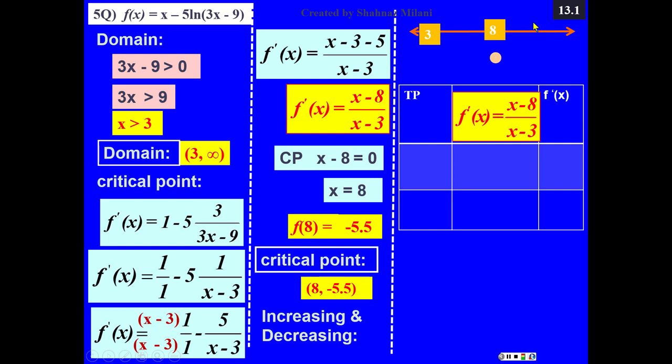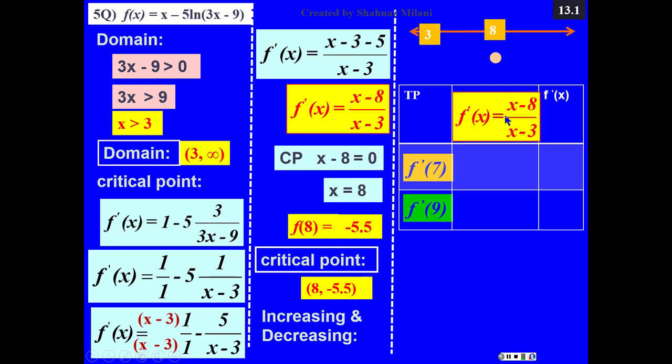Now, on the left side, don't forget, I have a restriction. X cannot be less than or equal to 3. Pick any number less than 8, but it has to be bigger than 3, which I'm going to choose f prime of 7. Pick a number on the right side of the 8, any number larger than 8. I would choose 9. Then, I made it easy. I actually have my derivative here, which makes it easier for us to see.